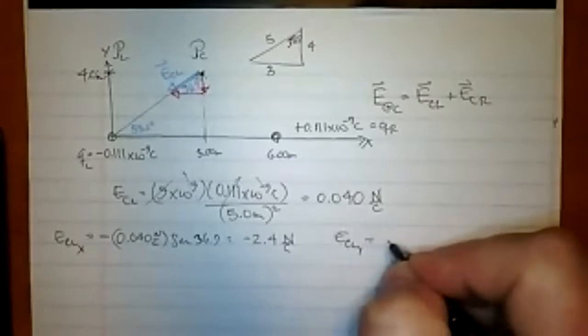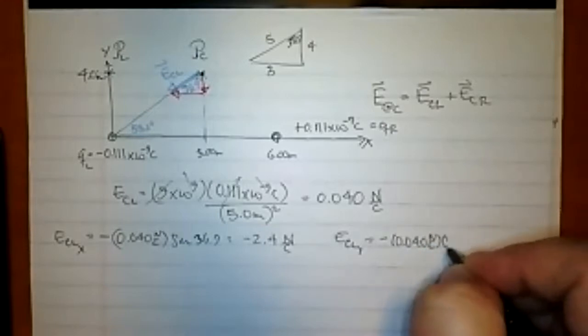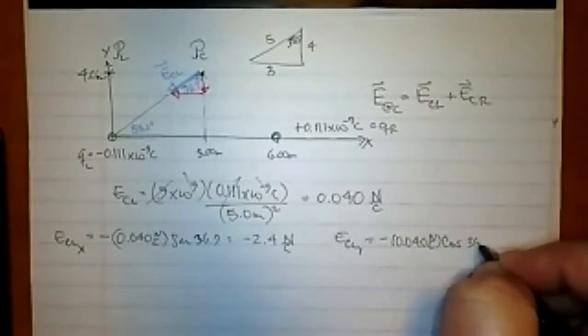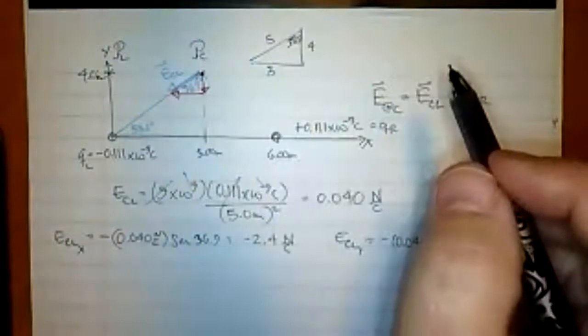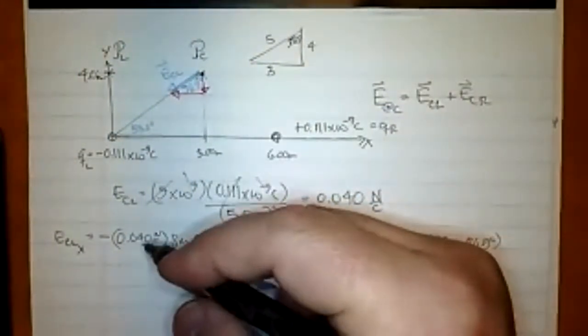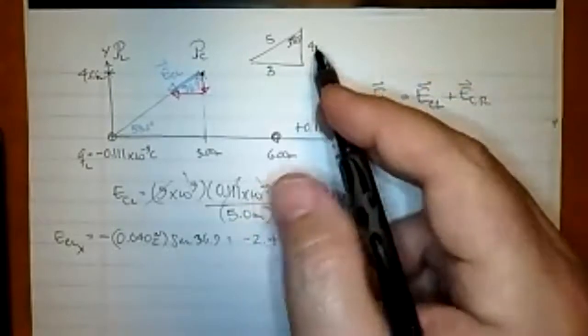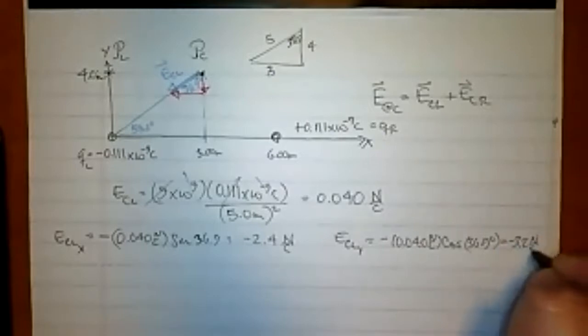And ECL y direction would be, again, negative, I forced on it, times the cosine of 36.9. And of course, the cosine of 36.9 would be 4/5. So 0.04 over 5 is 0.008. Now I multiply that by 4, and I should get 3.2. So it's negative 3.2 newtons per coulomb.